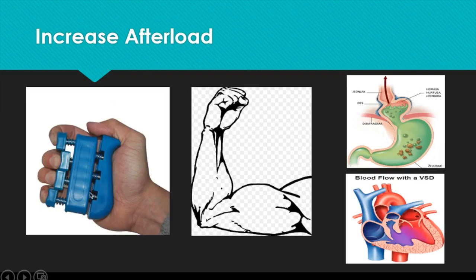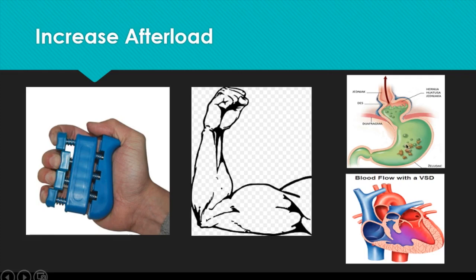Increasing afterload: I included this picture because I haven't seen one of these in forever, and they're awesome. But essentially, you're doing a hand grip, so now the heart is pushing against a harder system. The muscles are squeezing on the arteries, so the heart needs to push harder. And so this will normally decrease the murmurs. The exceptions to this are regurgitating murmurs. Any regurgitating murmur is going to be louder with an increase in afterload.